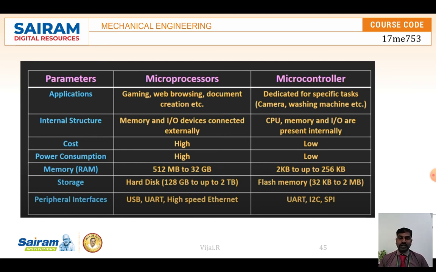And the storage, the memory, is a very important thing. The memory and the input/output devices are connected externally in the case of a microprocessor, but in the case of a microcontroller, the CPU, memory, and input/output are present internally. The cost of the microcontroller will be low compared to microprocessors, while the microprocessor will be high, and power consumption will be more in the microprocessor and less in the microcontroller. For storage, the memory capacity of the microprocessor is 128 GB to 2 terabytes, and here it is 32 KB to 2 MB. So these are all the basic differences between the microprocessor and the microcontroller.